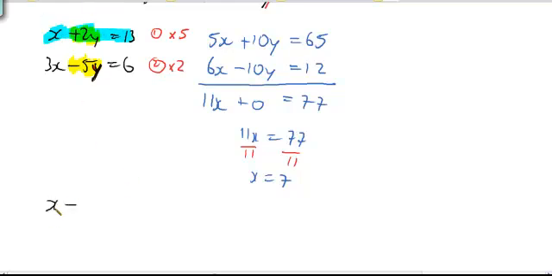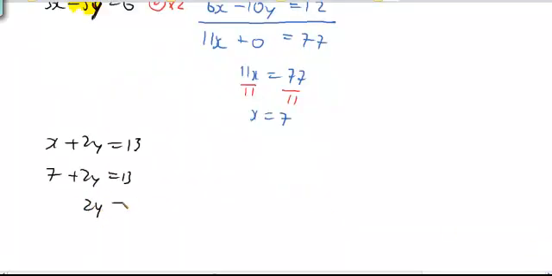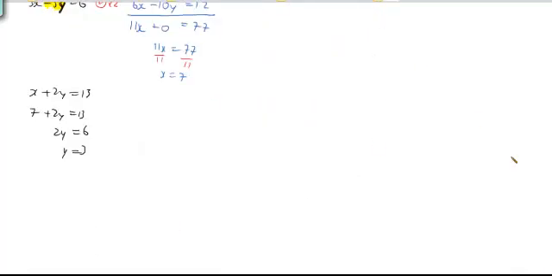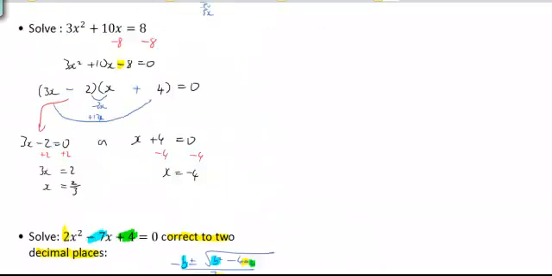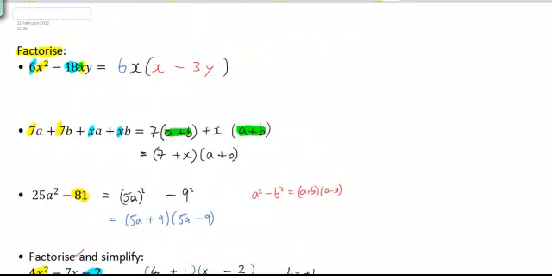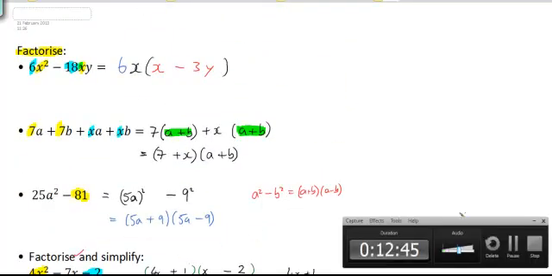So we've got x plus 2y is equal to 13. So 7 plus 2y is equal to 13. So subtract 7 from both sides, we get 2y is equal to 6. And divide both sides by 2 and we get y is equal to 3. So in this, what we've covered is a full set of questions. If you can do all of them, you'll do well on the test.